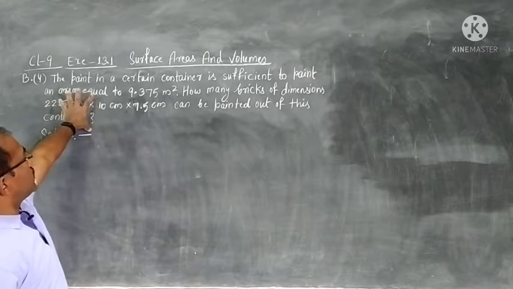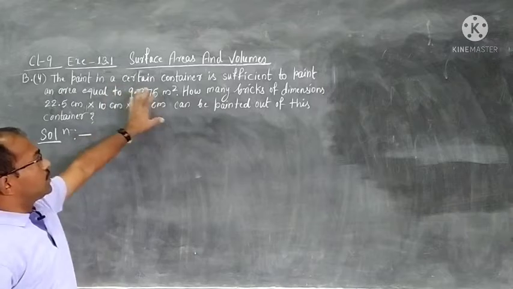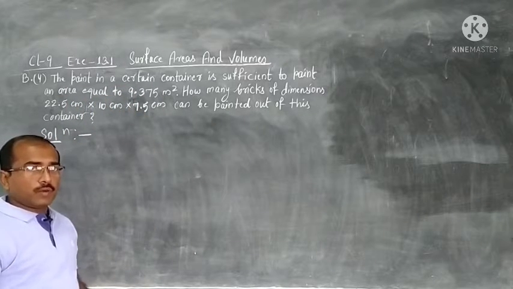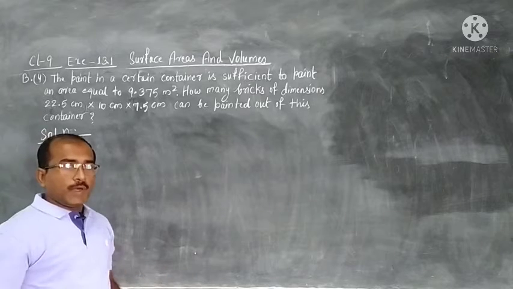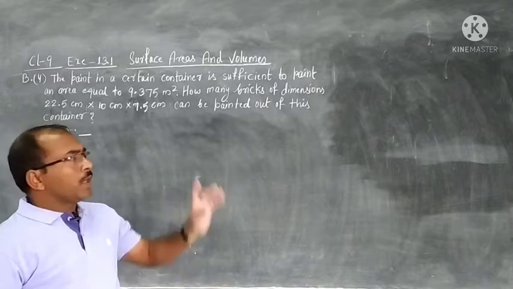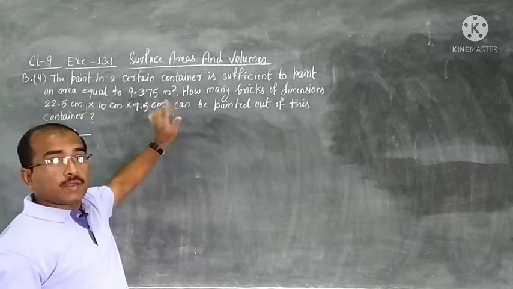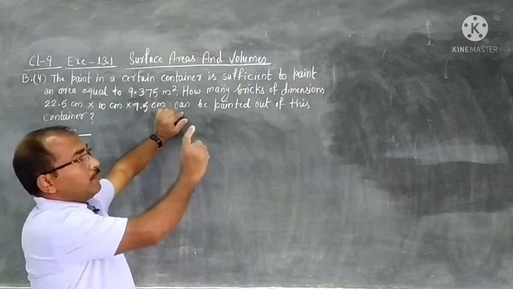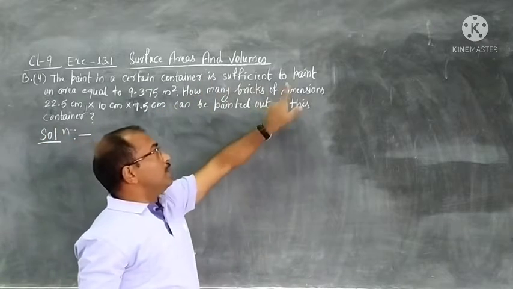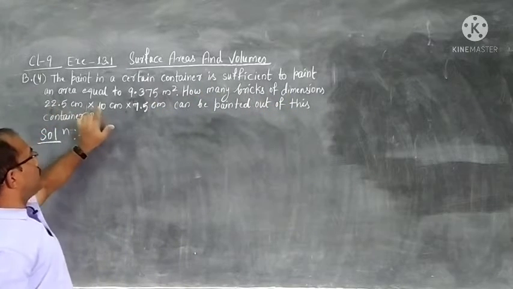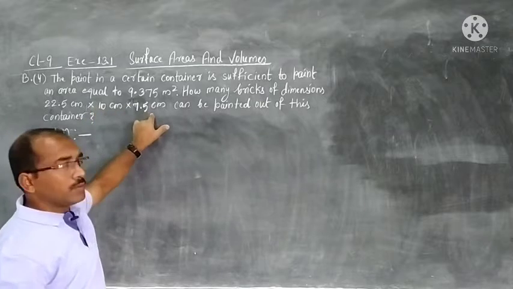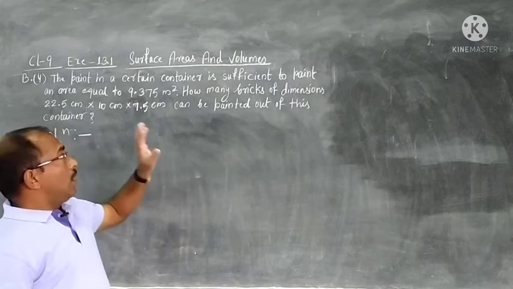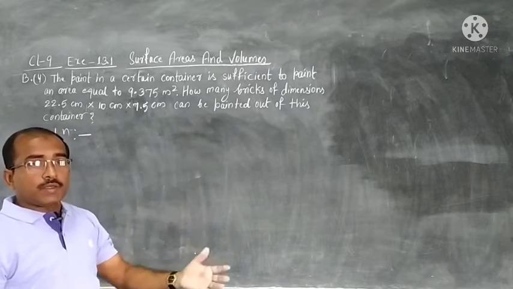So let us start. The question is, the paint in a certain container is sufficient to paint an area equal to 9.375 meter square. Usually we buy paint for painting our house or wherever. So that much paint is there, it can paint this much area. But here we are going to paint the bricks. How many bricks of dimensions 22.5 centimeter into 10 centimeter into 7.5 centimeter can be painted out of this container? So if we have these bricks, how many bricks can be painted?